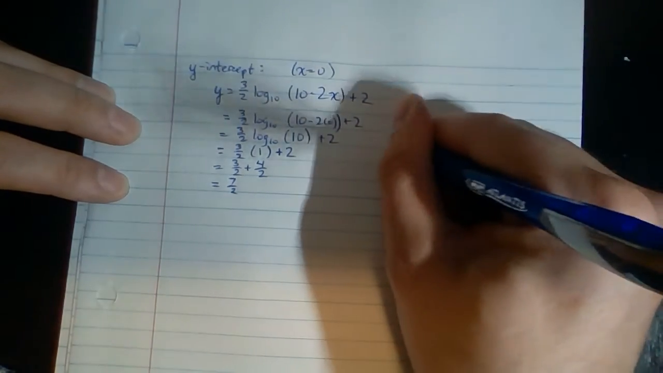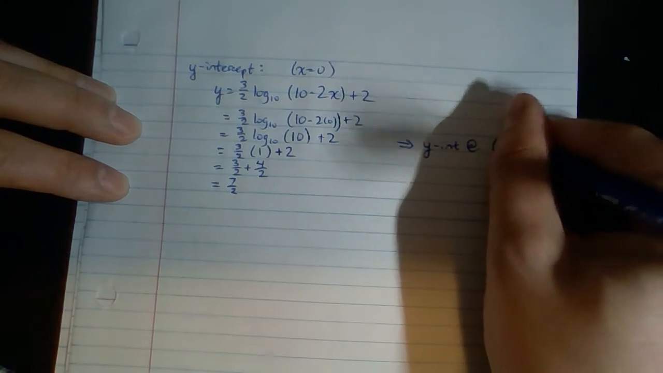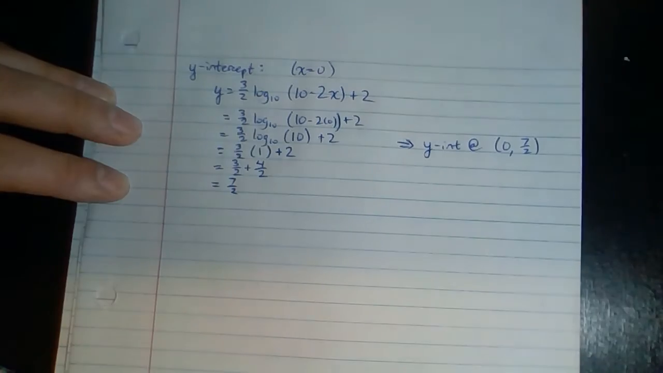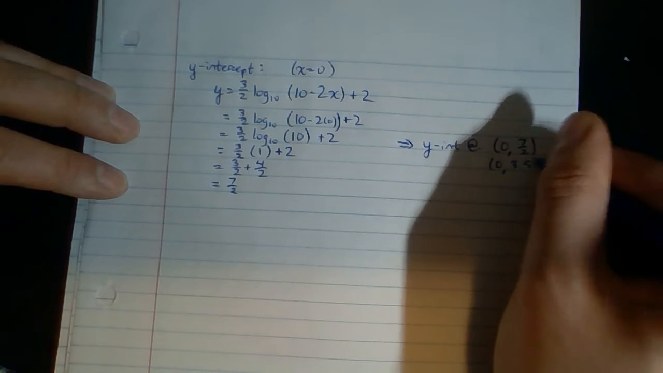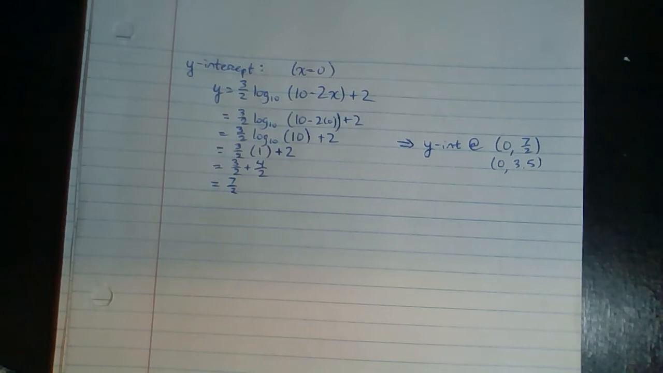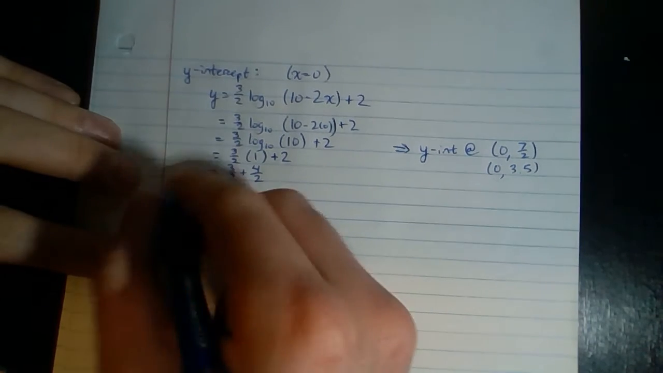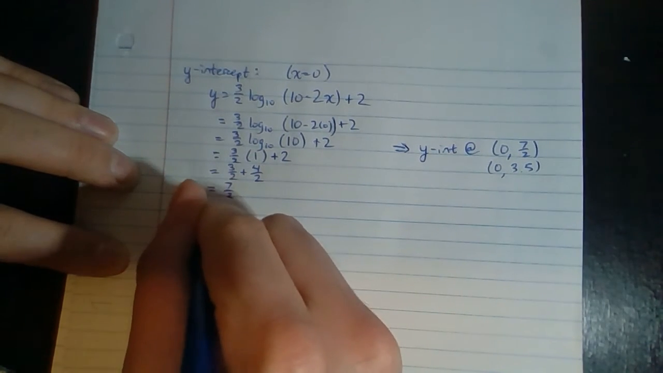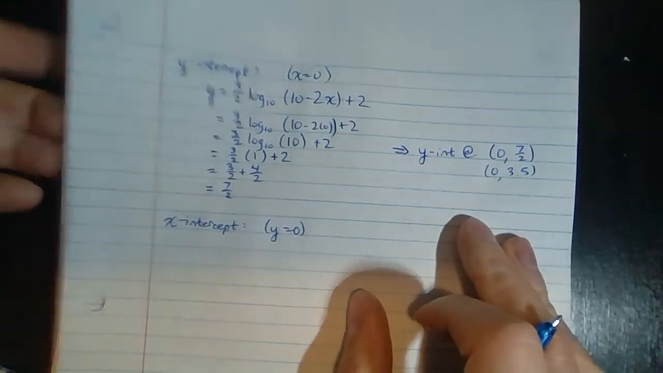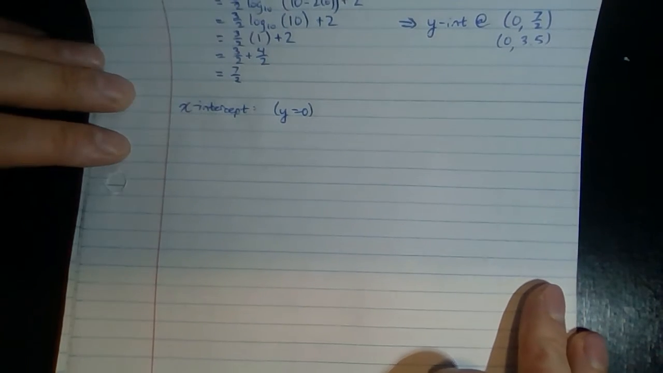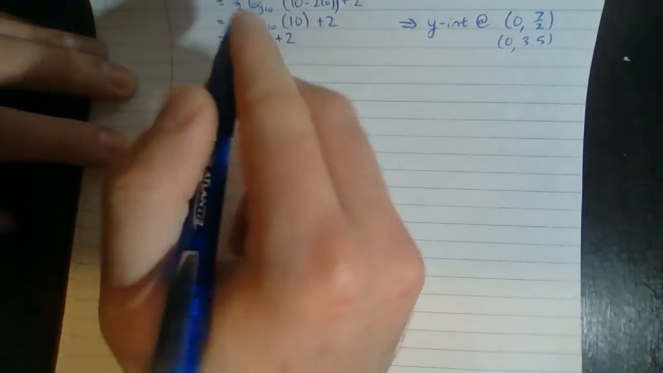So all of that, we have a y-intercept at 0, 7 over 2, or 0, 3.5. Our x-intercept happens when y equals 0. It always happens along the x-axis. So y has to be 0. We're going to now sub that into our equation.